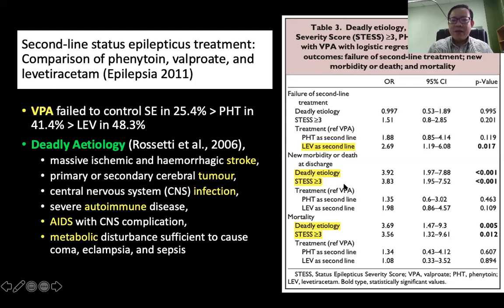And remember, the good predictors for mortality are either the etiology or the STESS score. And look at what the deadly etiologies are here, which was used subsequently in the EMSE score as well. The causes include stroke, tumor, infections, autoimmune, AIDS, and metabolic disturbance leading to coma or sepsis.